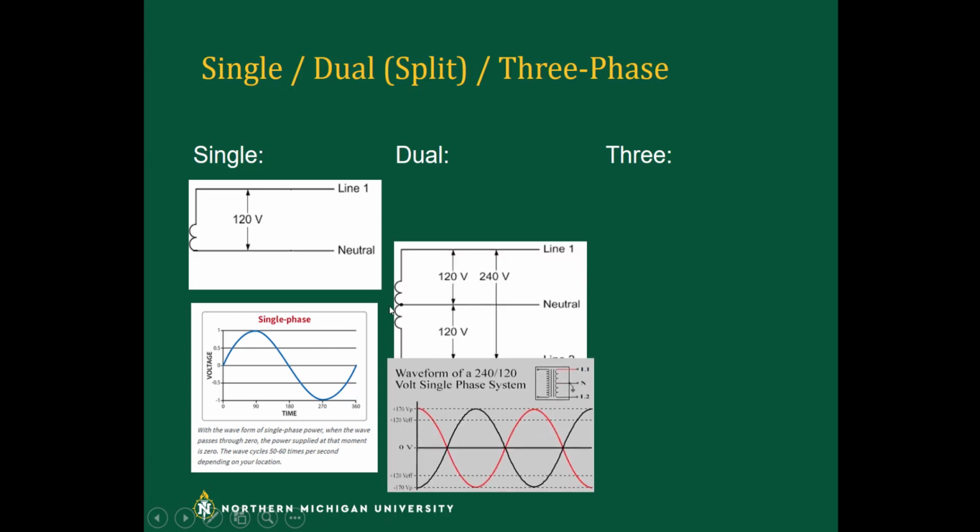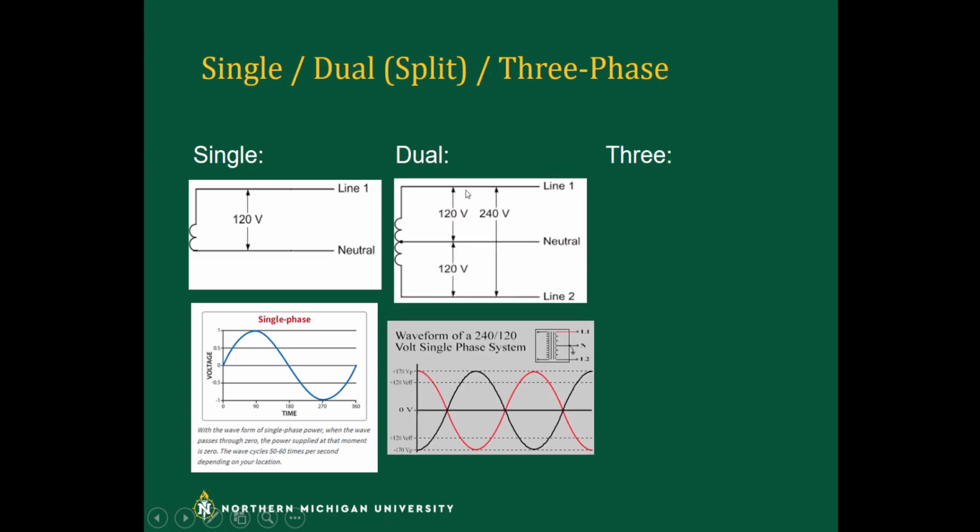Okay. In a dual system, we're basically doing the same exact thing, we're just duplicating it. So we have a hot line, and a neutral. So we have 120 volts across both of them and 240 across the two hot wires. So the waveform is opposite then. We have max power on both down to 0, right?